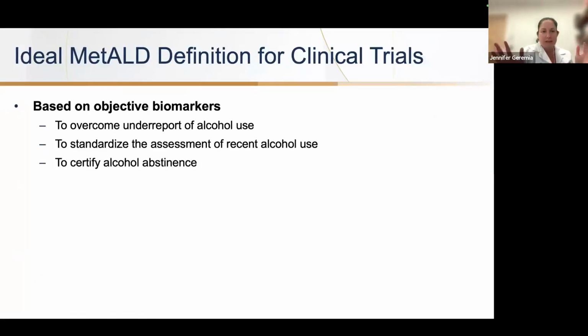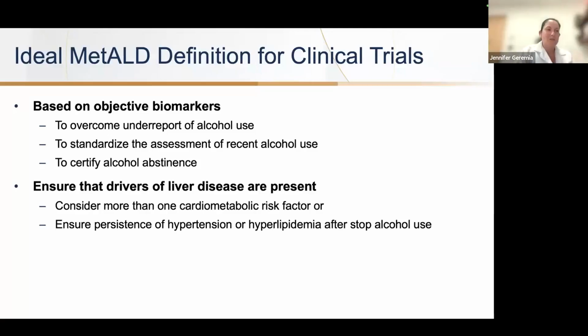Again, this is how you define MetALD, and this is certainly something that needs more parsing out. But one, really overcoming underreporting of alcohol use, and biomarkers are very helpful in that way. And PEth testing, I would argue, is the way to go, and standardize this assessment of alcohol use. And also you can use it to prove that they've been abstinent, right? So whether that be for transplant purposes, if you have a cirrhotic, or just for confirmatory purposes of what the patient's reporting, it's helpful in either direction.